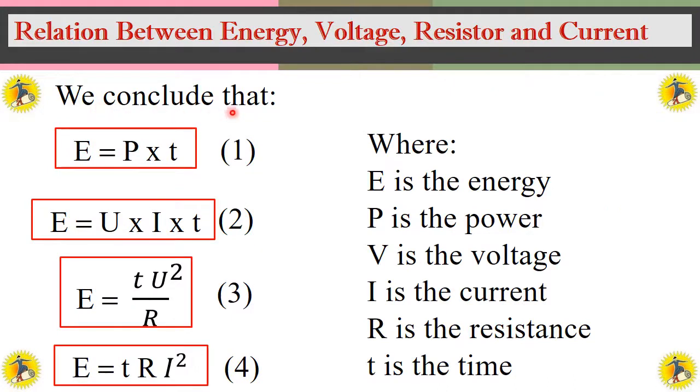We conclude that the first equation is E equals P times T, the second equation is E equals U times I times T, the third equation is E equals T times U square over R, and the last equation is E equals T times R times I square.